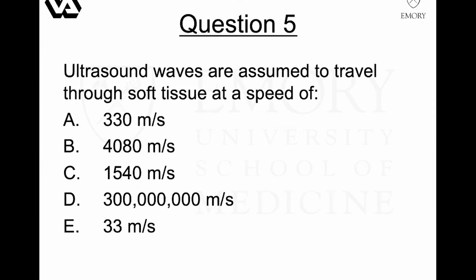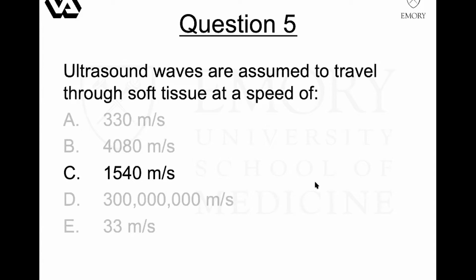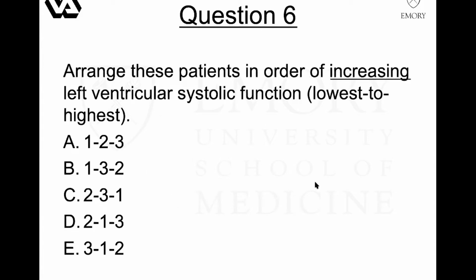Is that through? I actually don't know what 330 is. Air. Air? Yes. Speed of sound in air is 330. 4080 is like a solid, like a wood block. The 1540 is ultrasound, and that underlies all the assumptions that go into all of our ultrasound machines. The 300 million meters per second is the speed of light in a vacuum. That's clearly not the correct answer. And 33, I just threw it in there for the fun of it. Good job, 1540.